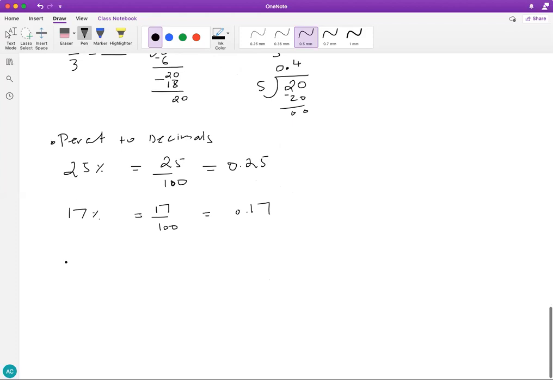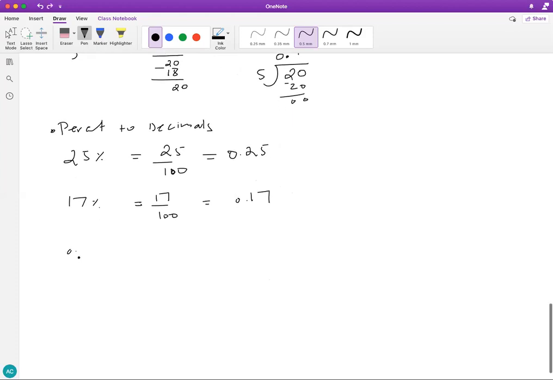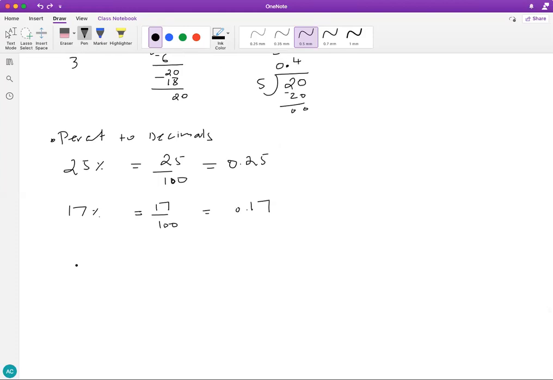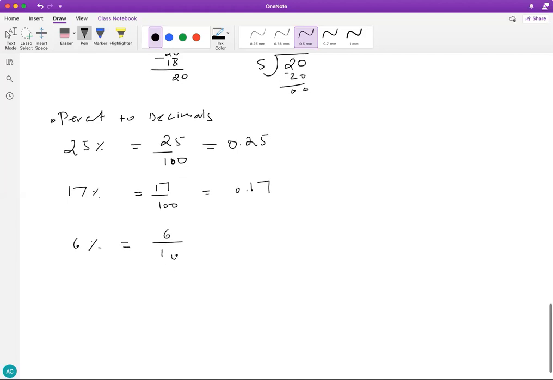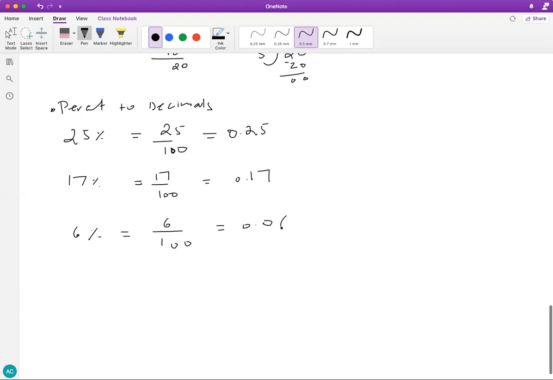Okay, let's take another quick example. Let's say 6%. What is 6% as a fraction? 6 out of 100. That's right. So this is basically 6 hundredths, right? What is 6 hundredths as a decimal? 0.06. Very good. That's it.